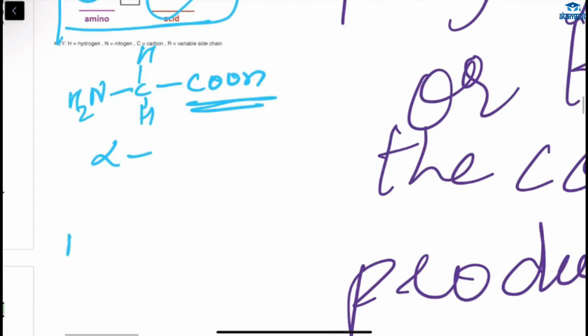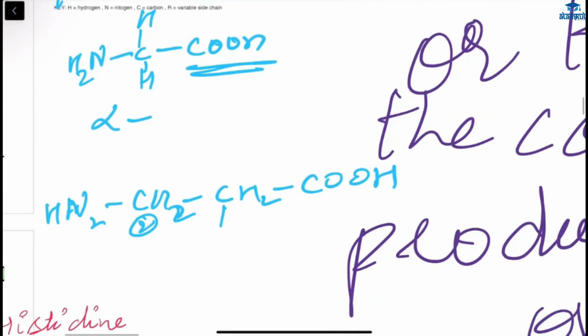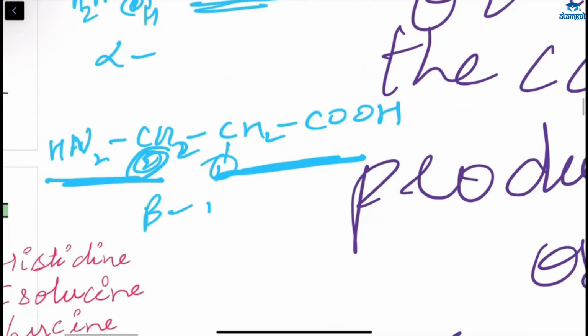Okay. If the NH2 group is attached to the next carbon after the carbon attached to the carboxylic group, then it will be beta amino acid, because it is at the second position, while the first position is the carboxylic carbon. Now it is attached with the second carbon from the carboxylic acid, so it will form a beta amino acid. Same way, third position gamma amino acid, fourth position delta amino acid.